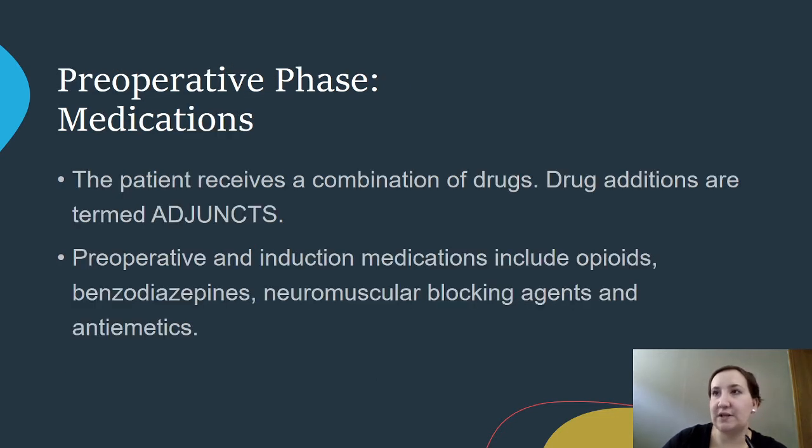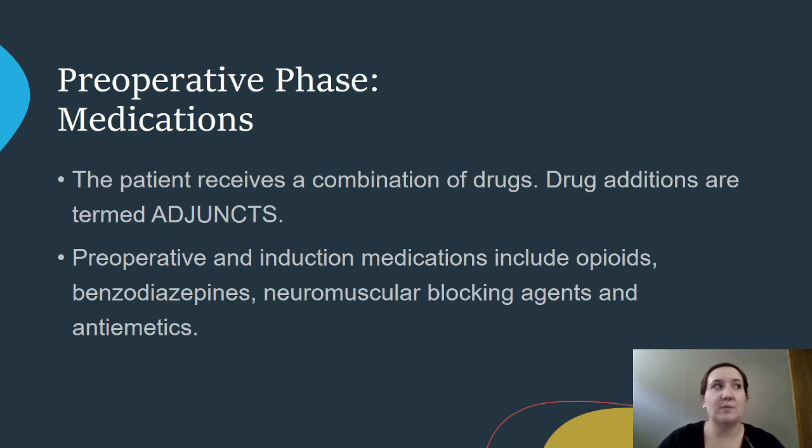So when we're talking about these medications that we give, we're going to be giving a whole host of different preoperative medications. We've got our basics, and then we add other things to them to potentiate those effects, and those are called adjuncts. Some of these medications include opioids, benzos, NMBs or neuromuscular blocking agents, and antiemetics. These are often given on the way to OR, including those antibiotics that I talked about being hung.